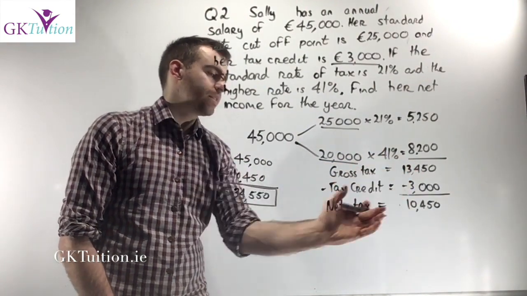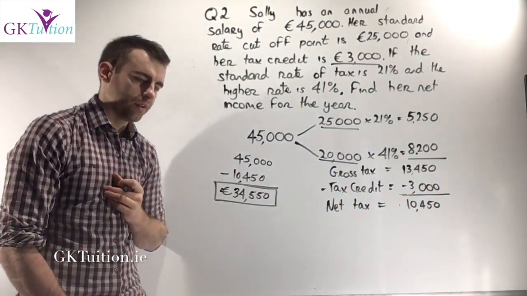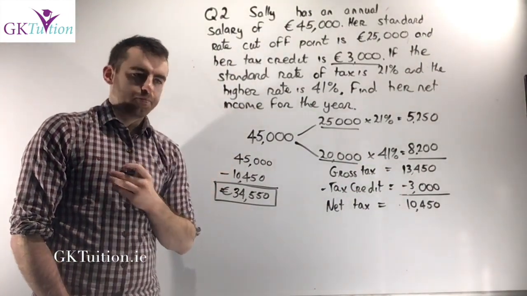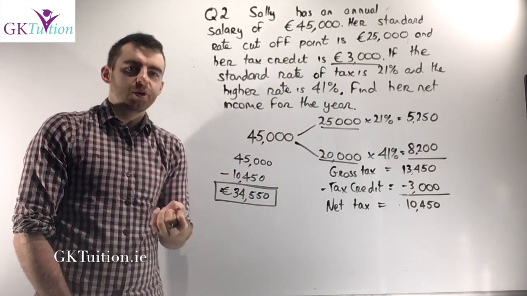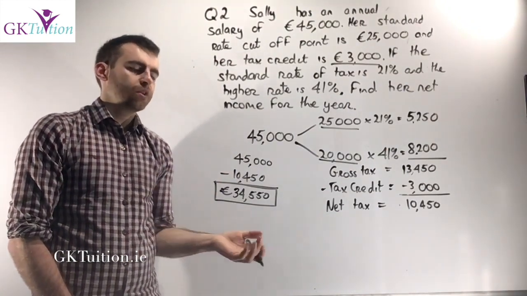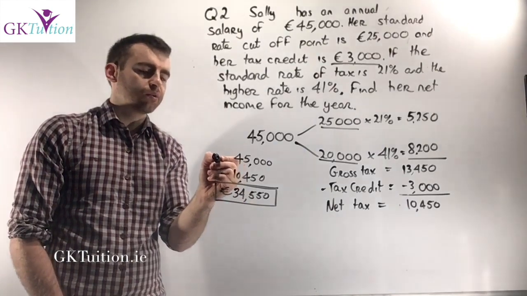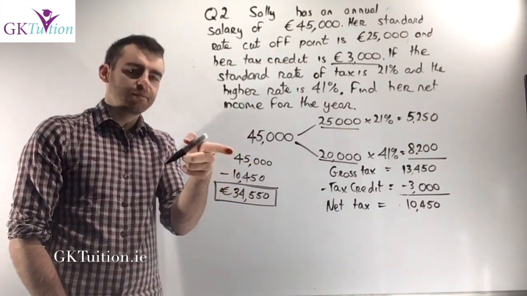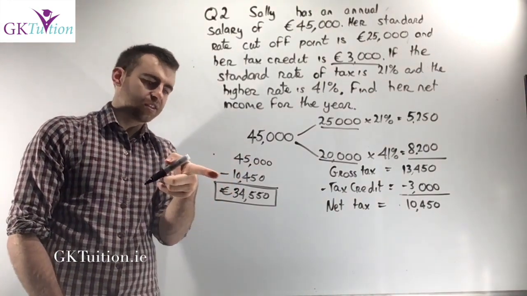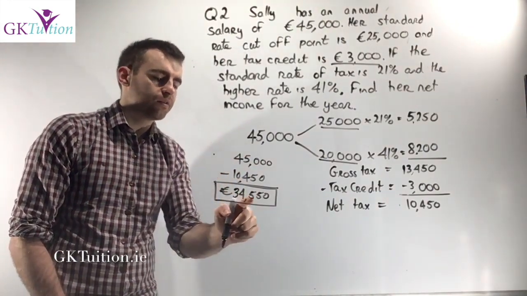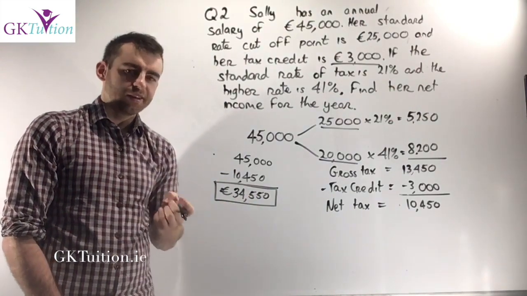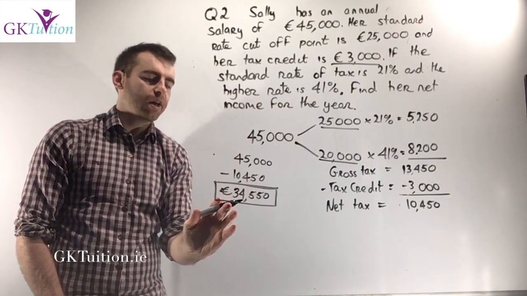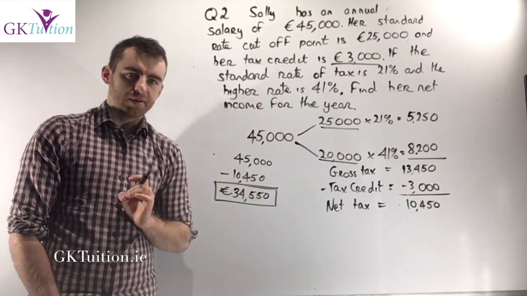So I end up with my net tax of 10,450. Now the question was to find her net income. Her net income is the amount of money that she actually gets to take home. So her gross salary was 45,000. If you subtract the net tax, the amount of money she earned minus the amount of tax she has to pay, that gives me 34,550. That tells me that the amount of money Sally actually gets to take home, her net income, is 34,550.